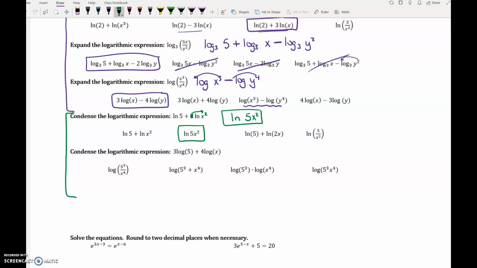This one, the cube would go back on the 5, the 4 would go back on the x. And it's addition, so it'd be log of 5 cubed x to the 4th. That one.